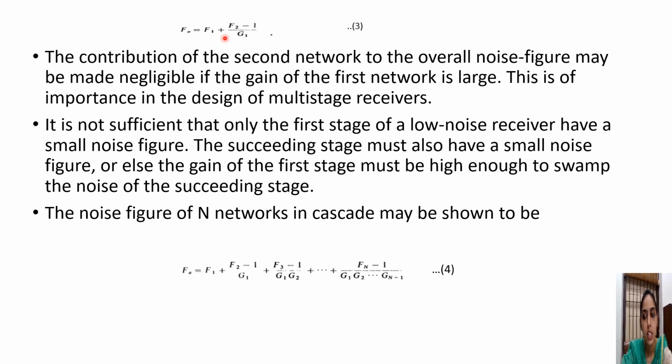So here we have considered two networks in cascade and written the expression. Similarly, if we are considering n networks in cascade, this equation is going to continue in a similar fashion. That is, it becomes F1 plus F2 minus 1 by G1 plus F3 minus 1 by G1 G2, because for networks in cascade the gain will get multiplied, and so on up to Fn minus 1 by G1 G2 etc. into Gn minus 1. So this continues if we are having n networks in cascade.